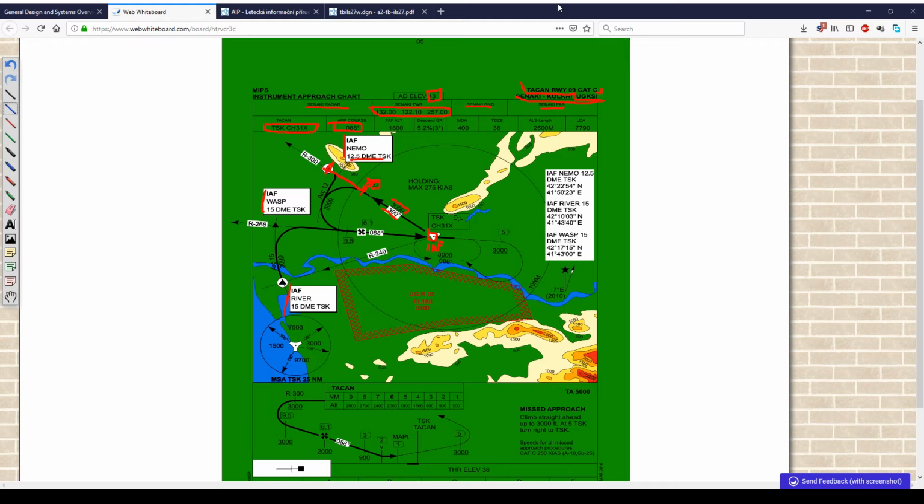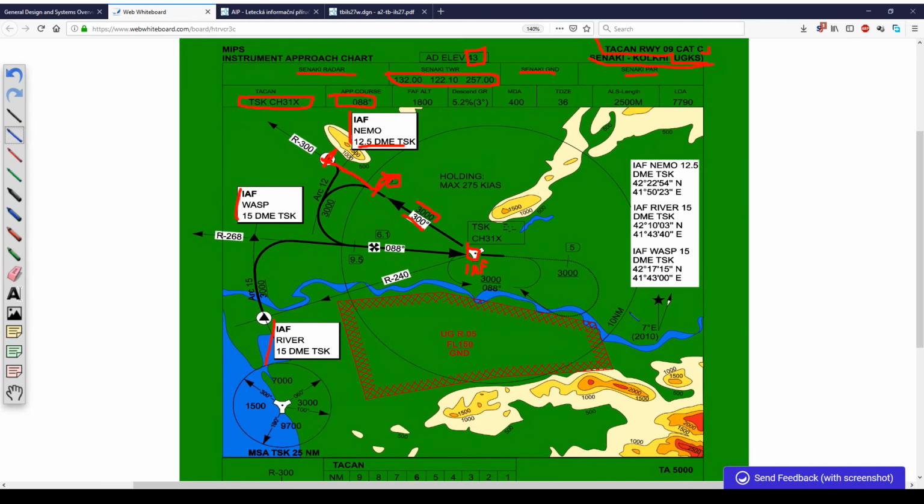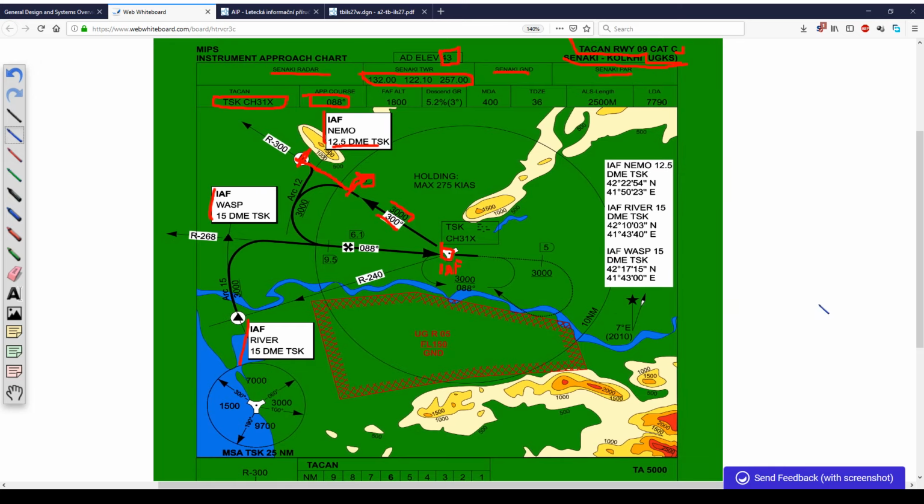I mean, the distance between the 9.5 and 8 looks the same, by the way. Sorry? The distance between the 8 that you cancelled and the 9.5 looks the same. I know this is not a circle. Well, all looks the same. No better, because these charts are not to scale. Okay, I see. And so from this point we start turning to the initial approach fix.